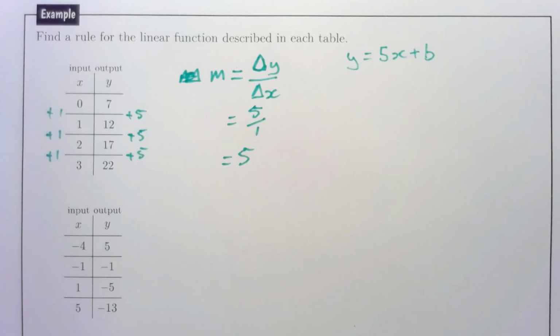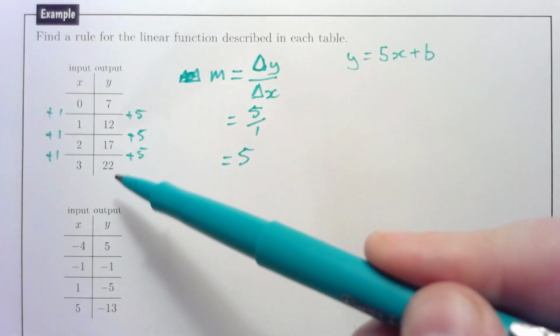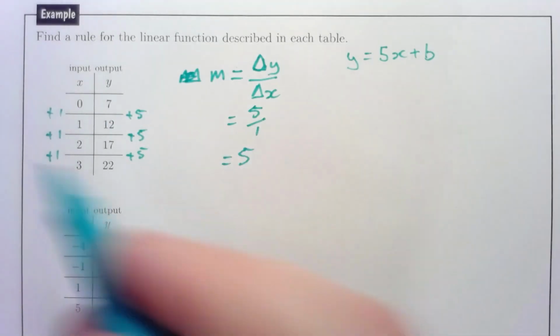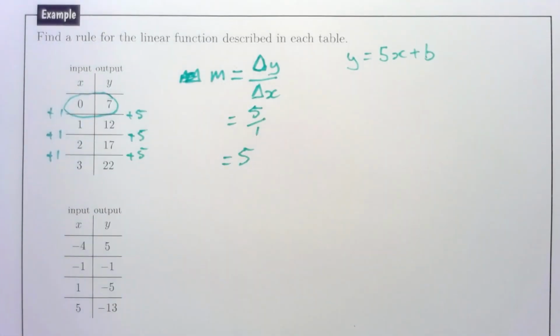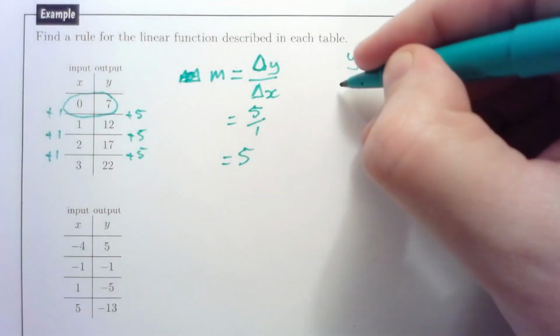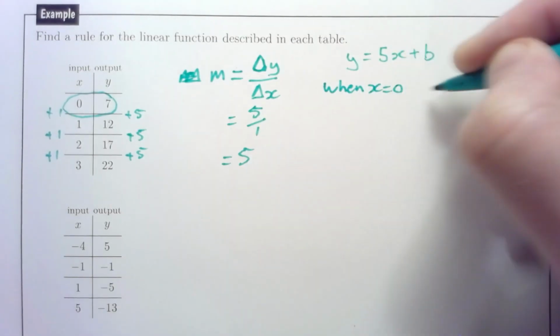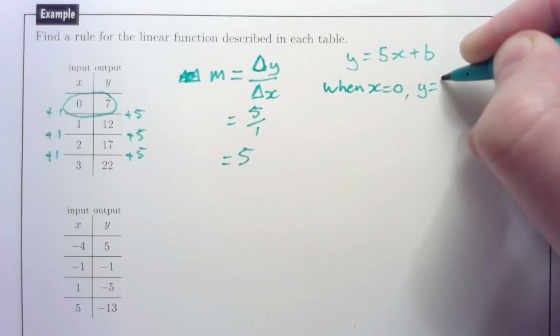Now, to work out what that b is, what we need to do is pick one of the entries in our table. Doesn't matter which one, though I'm going to pick this one here for reasons that hopefully in future will become clear. What that really means is that when x is equal to 0, when our input is 0, our output y is 7.